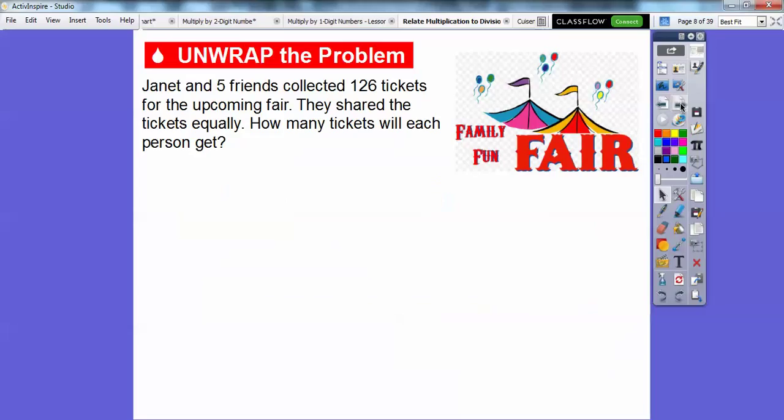All right, so Janet and 5 friends collect 126 tickets for the upcoming fair. They share the tickets equally. How many tickets will each person get?